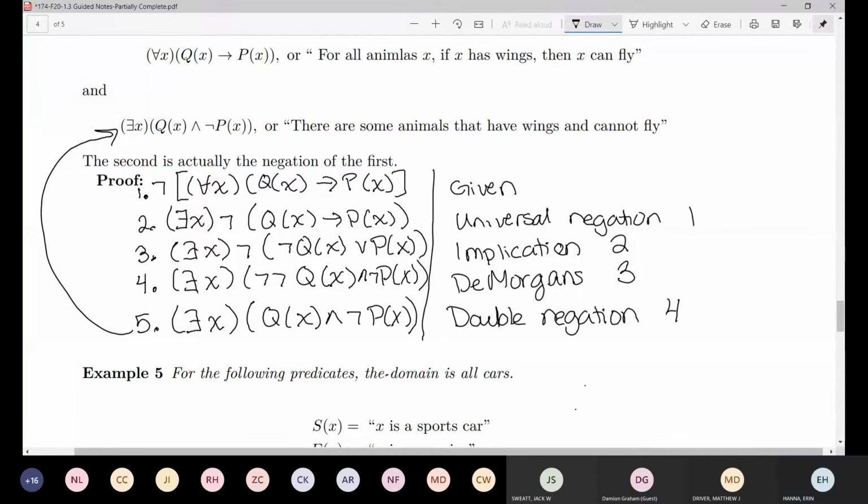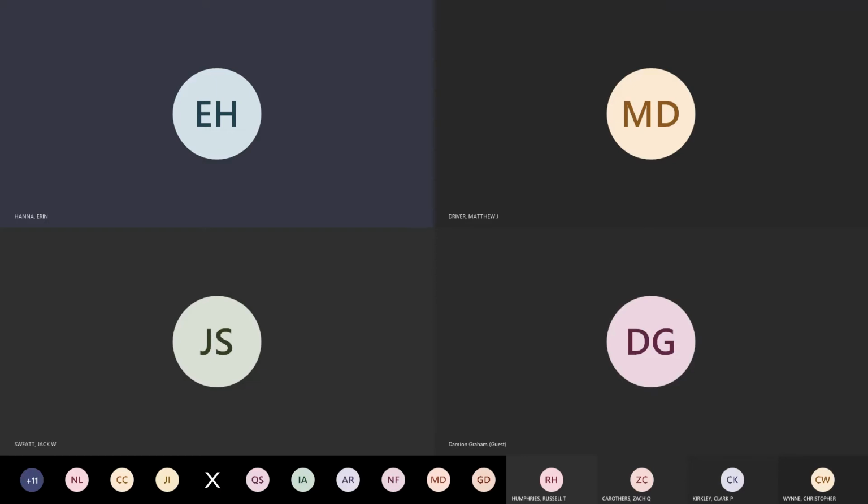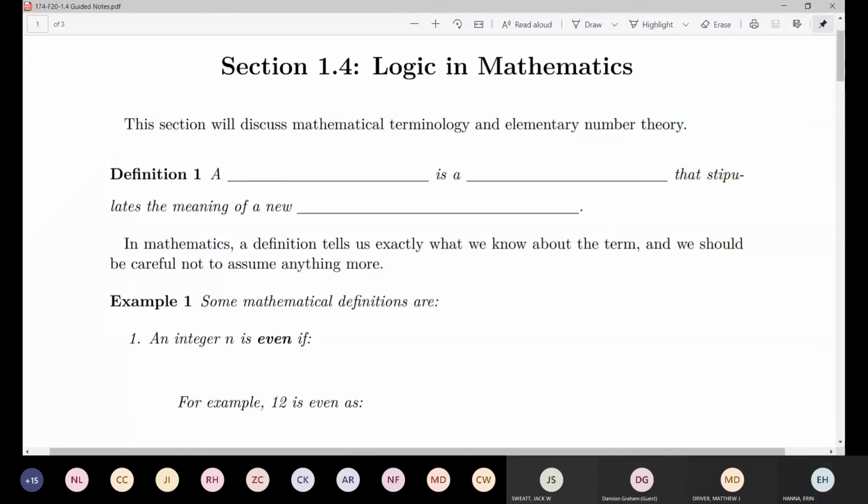But anyway, so I'm going to jump over to 1-4. The start of 1-4 is mainly just lots of definitions, so it's nothing too super heavy. So 1-4 is logic in mathematics. In this section, we're going to discuss math terminology and elementary number theory, which is super fun. Number theory is a lot of fun. Well, I think it's fun. You guys probably won't think it's fun, but I'm weird.